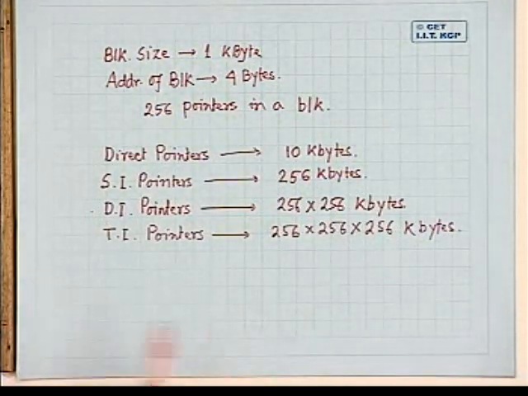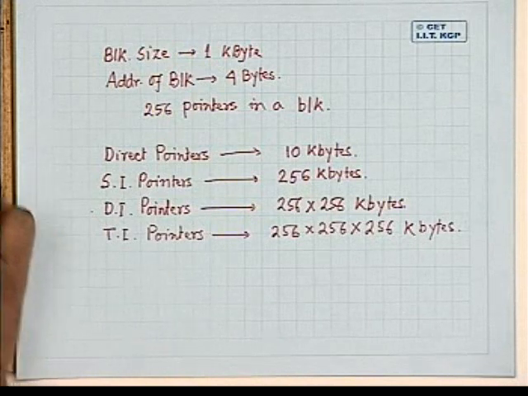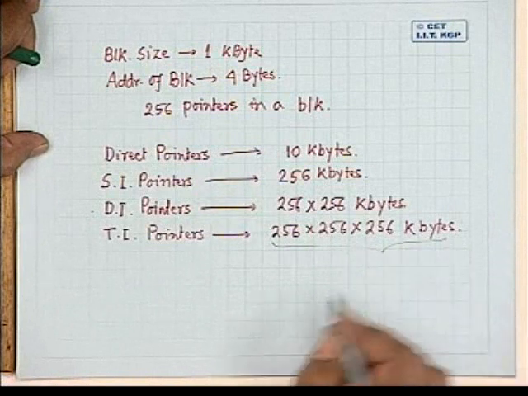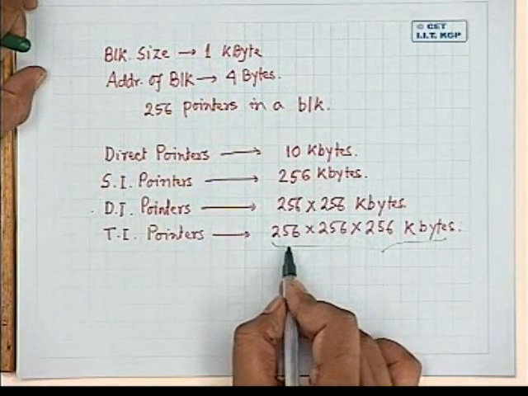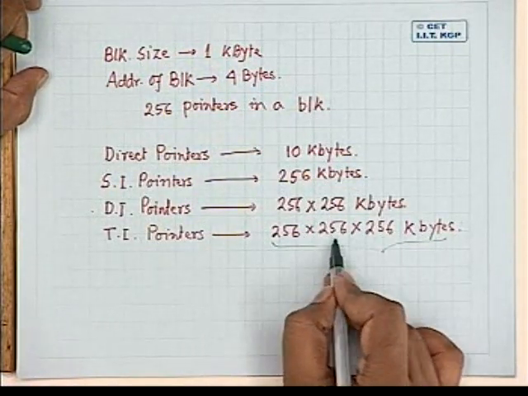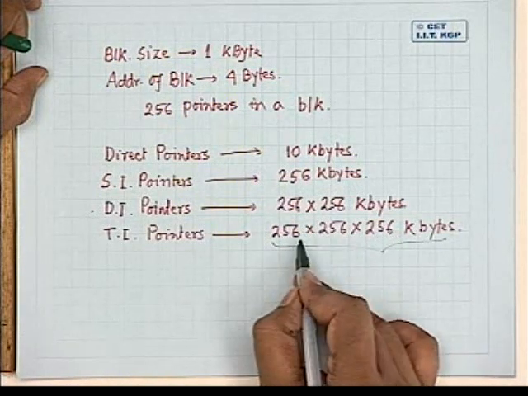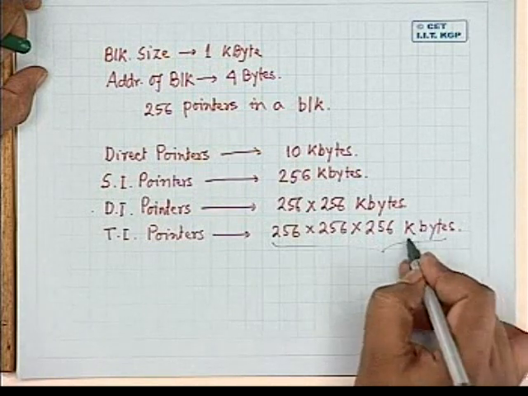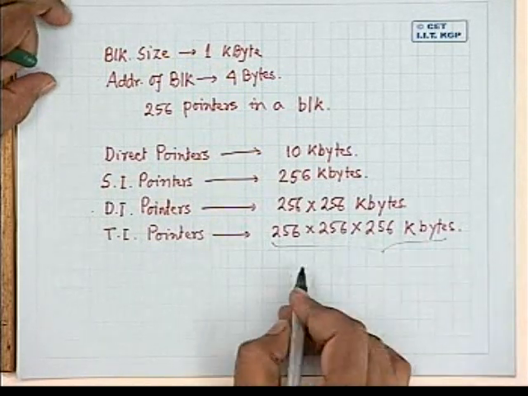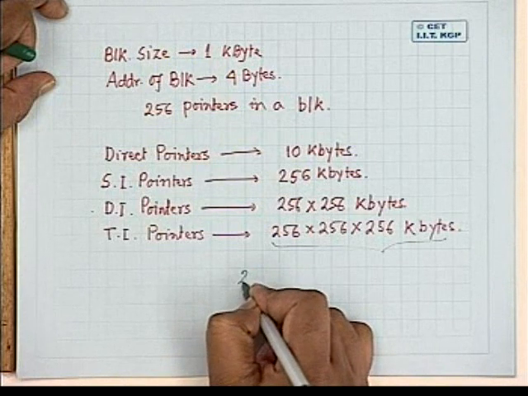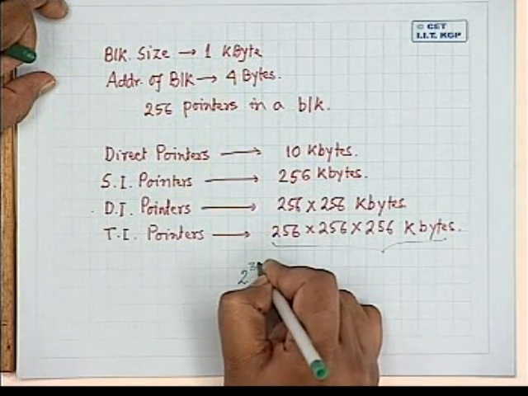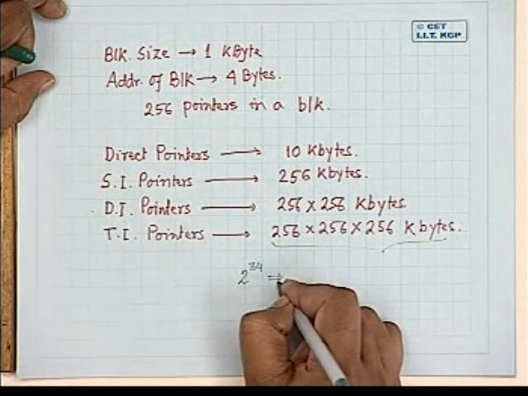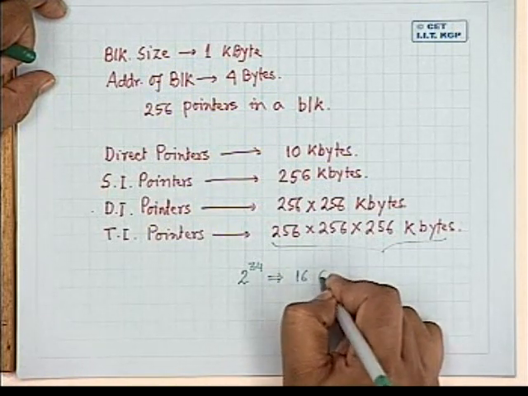Now if you consider the triple indirect pointers alone, what is the file size that I can have? 256 means 2 to the power 8, 2 to the power 8, 2 to the power 8. That means 2 to the power 24 into 2 to the power 10, each of them is kilobyte. That means I can access a file of size 2 to the power 34 bytes, which is nothing but 16 gigabyte.